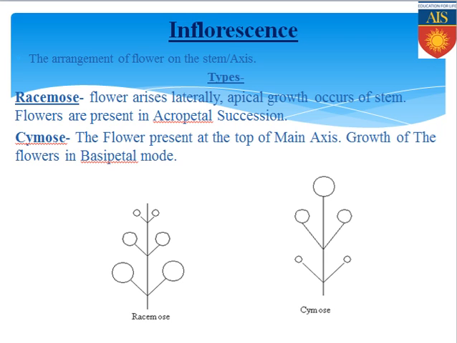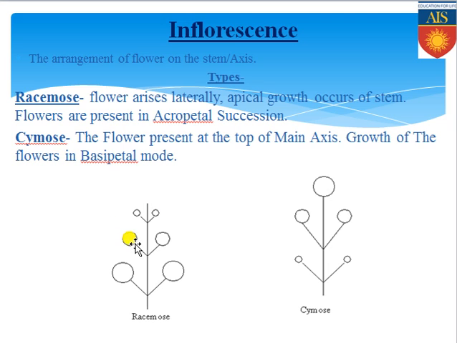You can see the flowers present towards the base have longer stalks, but the flowers present towards the apical portion of the stem have small stalks. So in this kind of succession the old flowers are present towards the bottom and the new flowers erupt towards the uppermost portion. That arrangement is known as acropetal succession, and it is found in racemose inflorescence. If you consider the cymose, the flower is present at the top, at the terminal end of the stem, and the flowers grow in basipetal mode. That means from the upper to the lower, you will see the old to the new flower. That is known as basipetal mode.